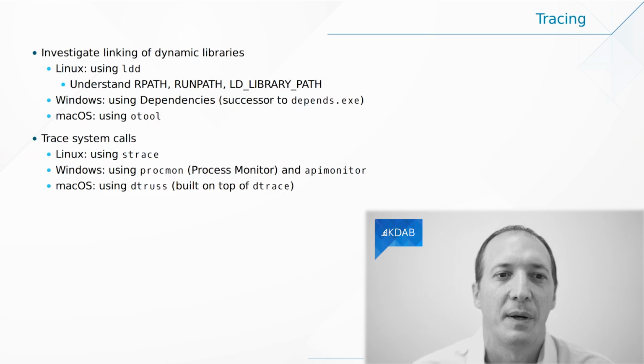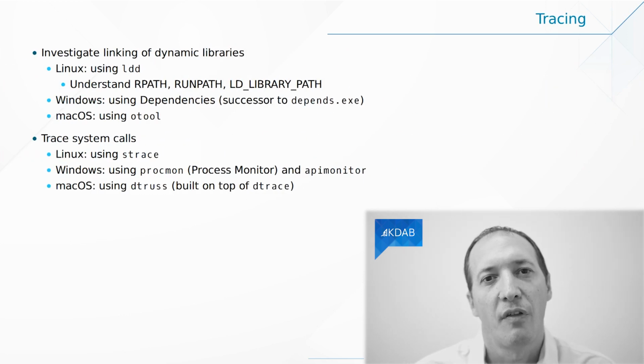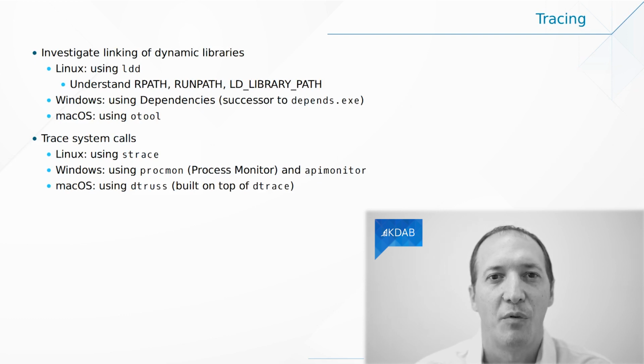All right, let's talk about tracing. One of the things you can do is investigate which dynamic libraries are being used by your application. And that's something you would do by using tools like LDD on Linux or depends.exe on Windows, which nowadays was replaced with a tool called Dependencies. And on macOS, you would use otool. This will simply list the shared libraries that are used by your application, because possibly you're not using the one you thought, and this could be the reason for a bug.